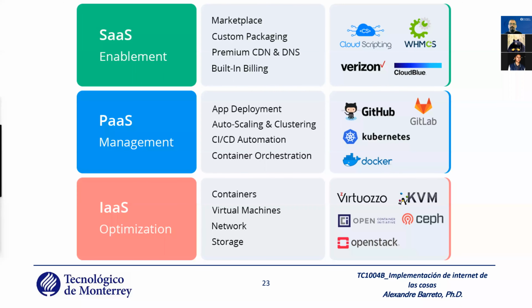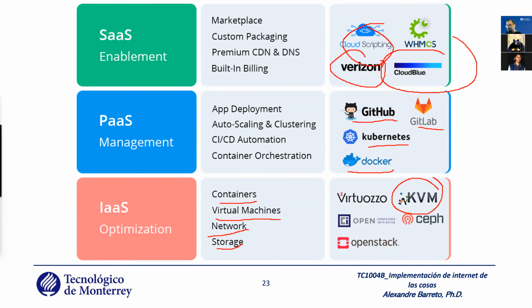Examples. For IaaS, you have OpenStack, Open Virtual Networking, KVM, okay? You pay for virtual machines, network storage and containers directly. For PaaS, for example, you have GitHub, GitLab, Kubernetes, and Docker. And for SaaS, you have cloud scripting, Verizon, and other services, like, for example, Jira. Jira is here, okay?